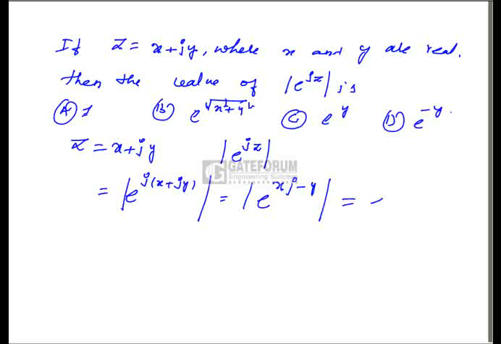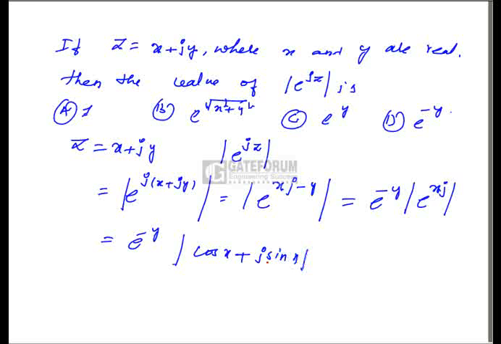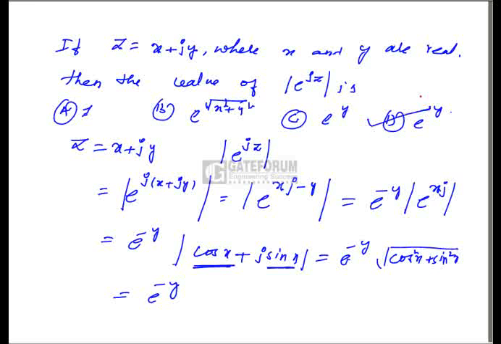Now this can be written as e^(-y) into e^(xj), which is equal to e^(-y) into (cos x plus j sin x). Now we know the formula e^(iθ) is nothing but cos θ plus i sin θ. Similarly, e^(xj) will be cos x plus j sin x. Now the modulus is root over the square of the real part plus the square of the coefficient of the imaginary part, which is cos²x plus sin²x. Now that is nothing but e^(-y), which is option D.